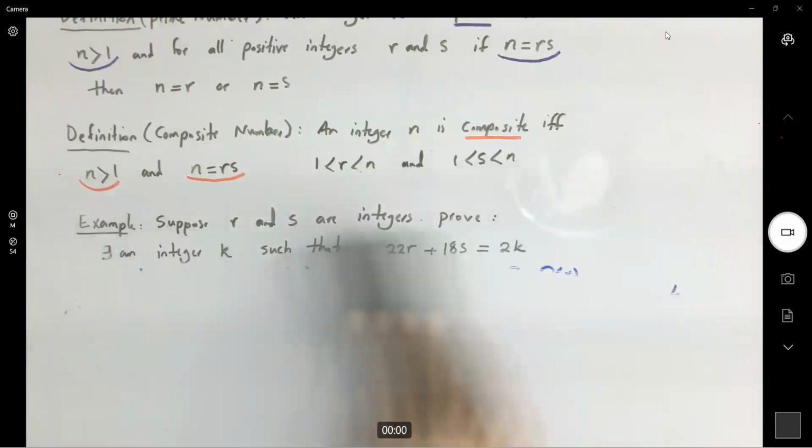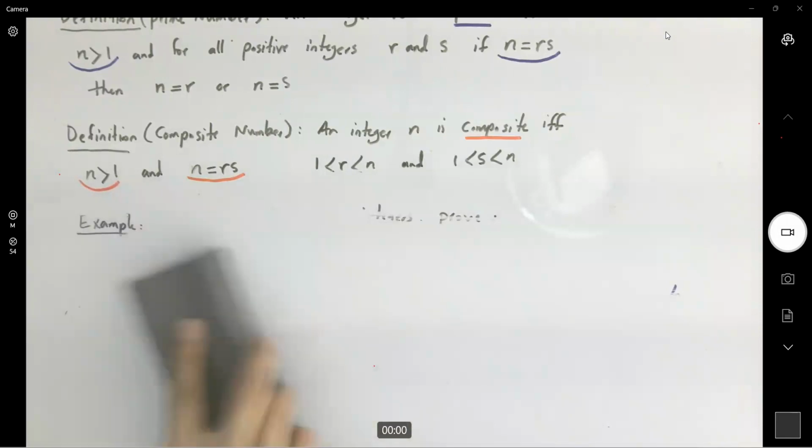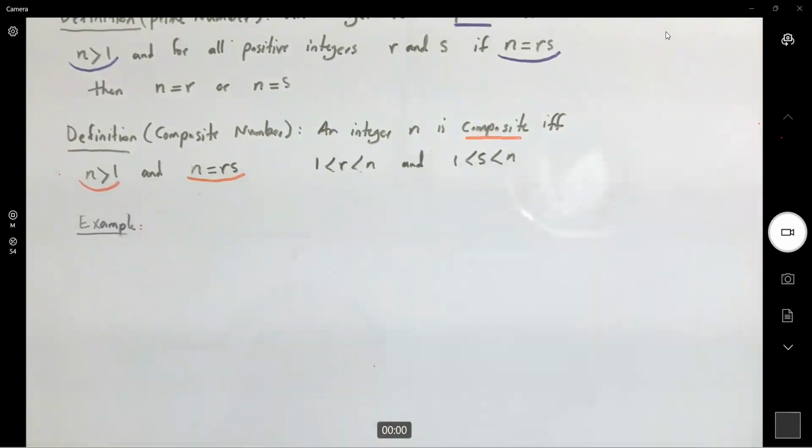Now let us move on to a universal statement. Existential statements, they're easy to work with. So let's write down one example here.